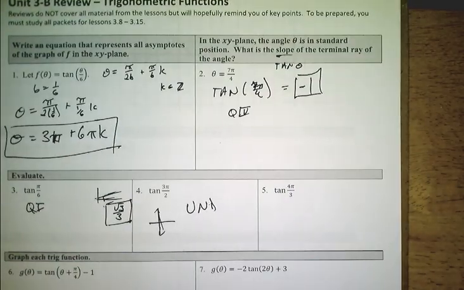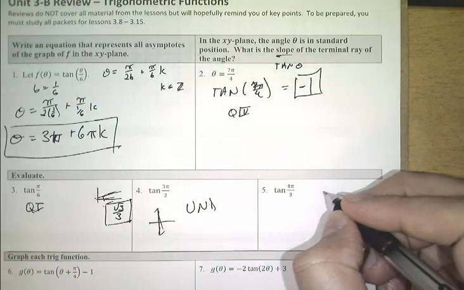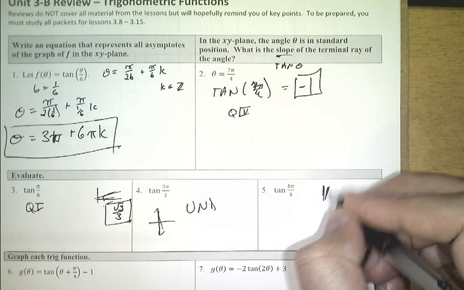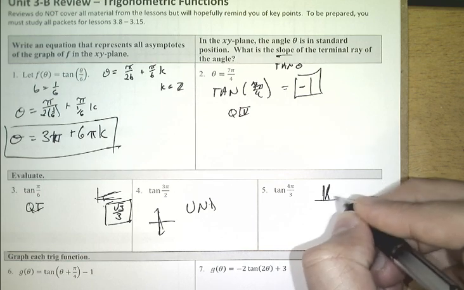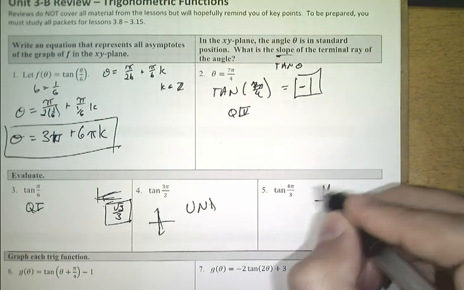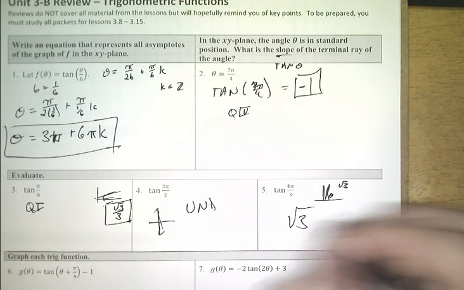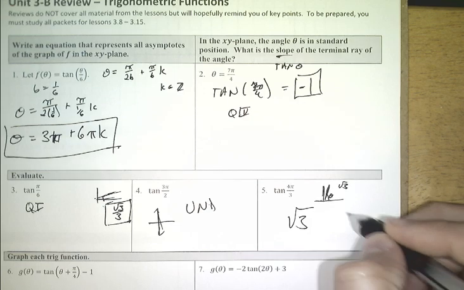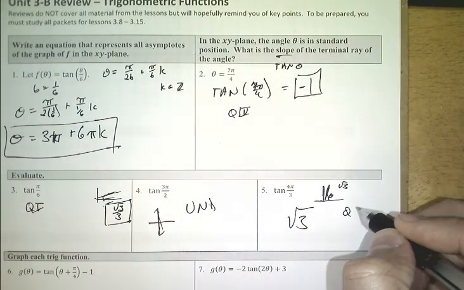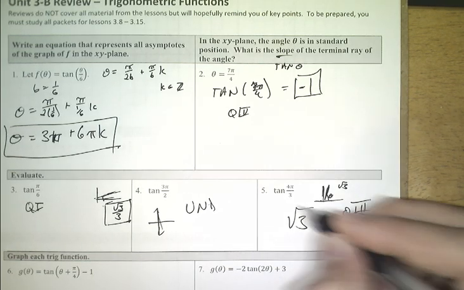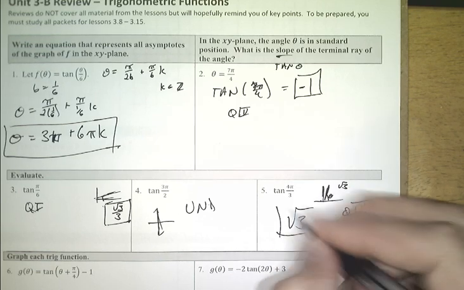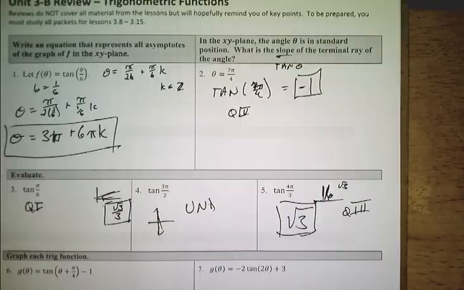Tangent of 4 pi over 3. So the over 3's are the ones that are closer to the y-axis. And so all the over 3's are square root of 3. So we'll have square root of 3. And this is in quadrant, what's that? That's bigger than pi, so it's going to be quadrant 3. And tangent is positive in quadrant 3. So there we go.